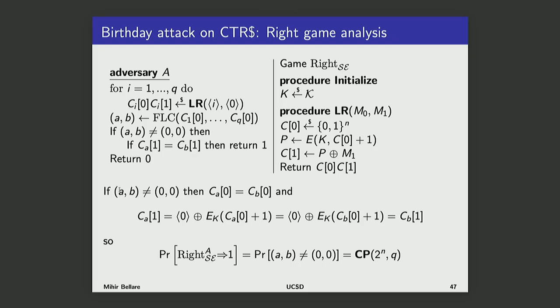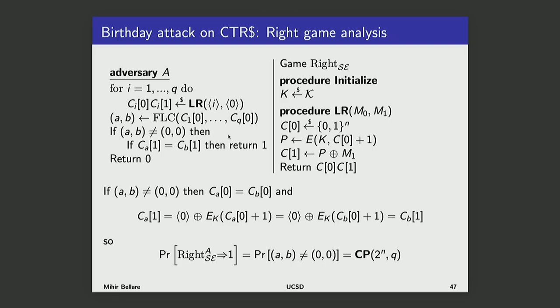Now that was true as long as this AB pair was not 0, 0. So what we've actually argued is that if this happens, the adversary is sure to return 1. So its overall probability of returning 1 is just the probability that there is a collision in the list. So now we have to estimate that.